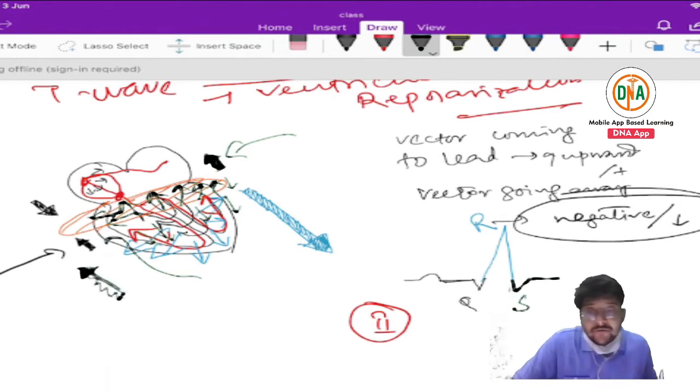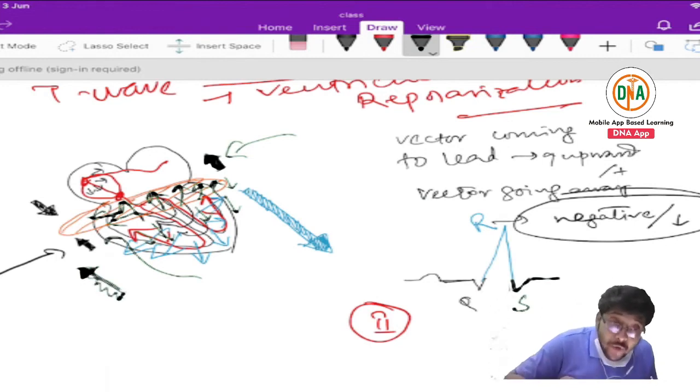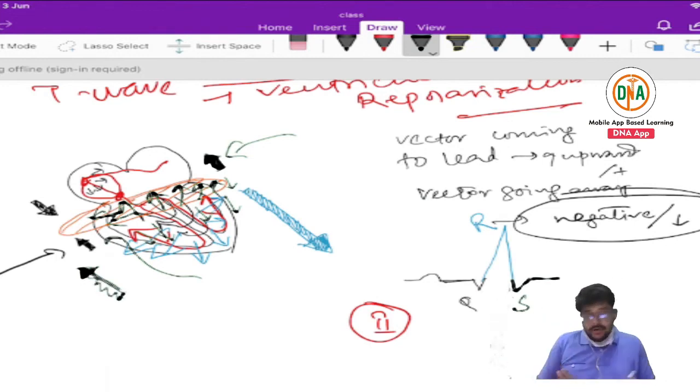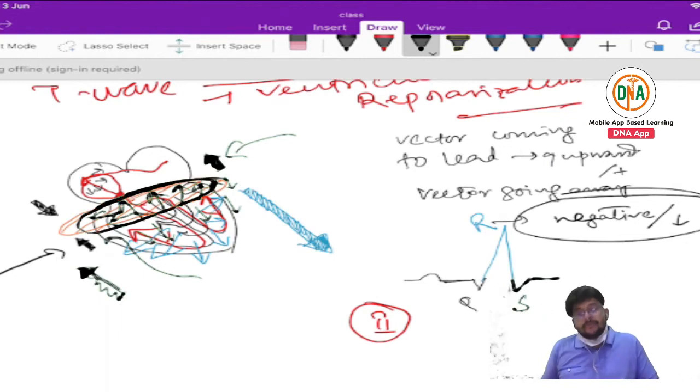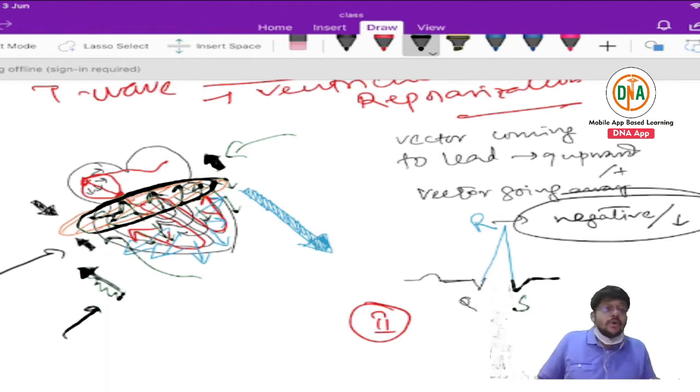It is a negative vector. Repolarization starts over here, and after that, it moves in the opposite direction. So the ultimate resultant vector is this. It is a negative vector which goes away from the positive lead 2. So a negative vector moving away will give you a positive or upward deflection. Here we get a T wave.